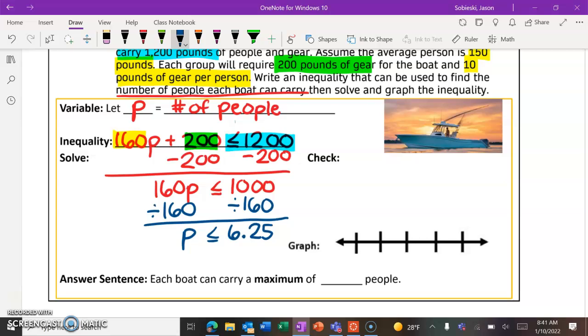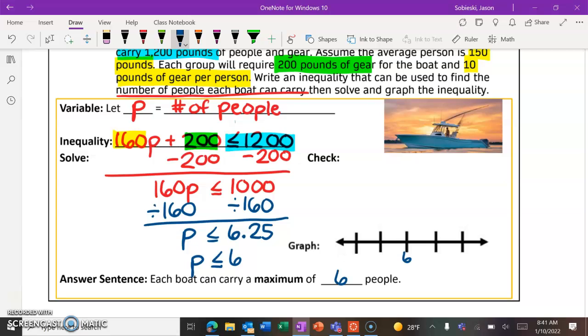But think about this, right? Our variable is number of people. Could you ever have 0.25 of a person, a quarter of a person? Nope, you definitely can't, right? People is one of the weird things that has to be whole numbers. So it has to be the whole number that is less than or equal to 6.25. So the closest one that we're going to have to pick is P is less than or equal to 6. So the maximum number of people that the boat can carry is 6 people.